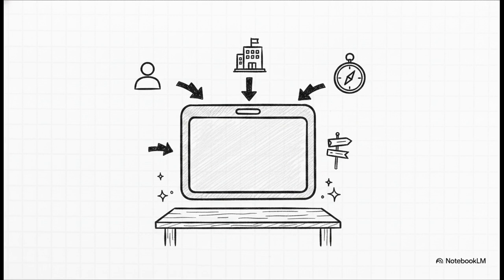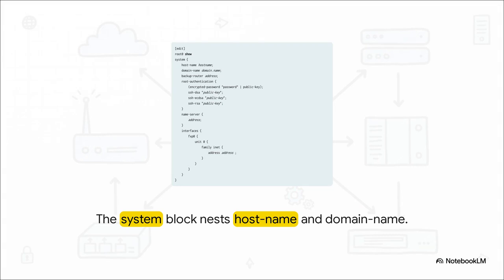Let's move to and see how this builds into the overall configuration structure. Notice how these basic identity settings actually look when they're arranged in the elegant Junos configuration hierarchy. Under the system block, your hostname, domain name, and name server are all just beautifully and neatly nested together. It really makes reading and auditing your configuration incredibly intuitive.